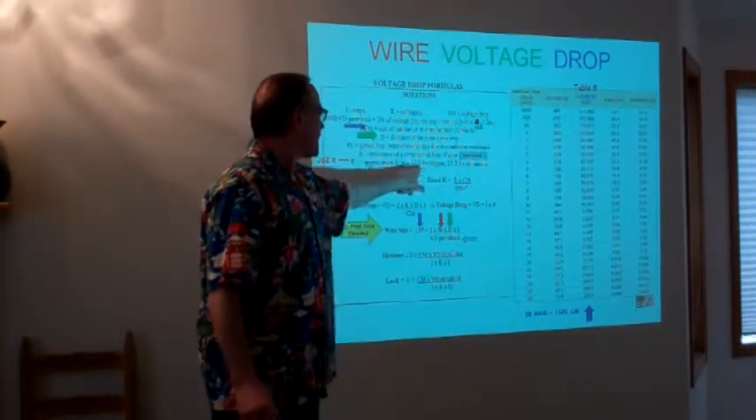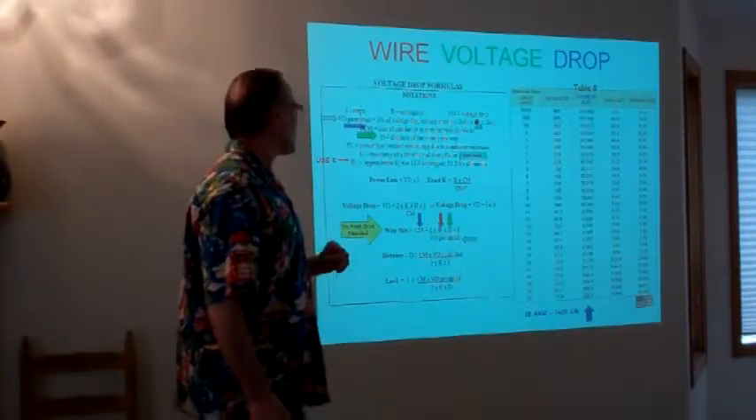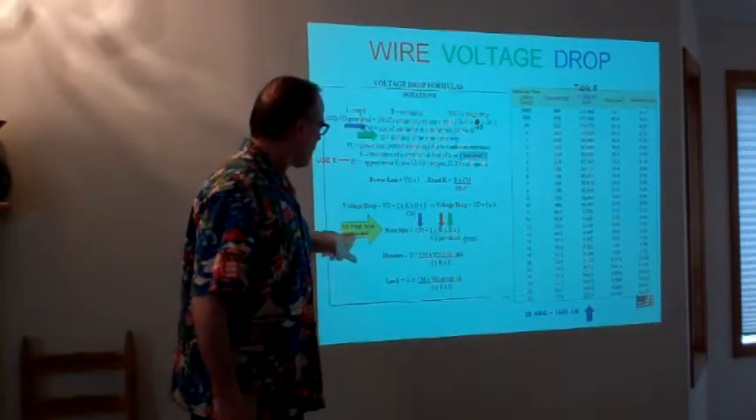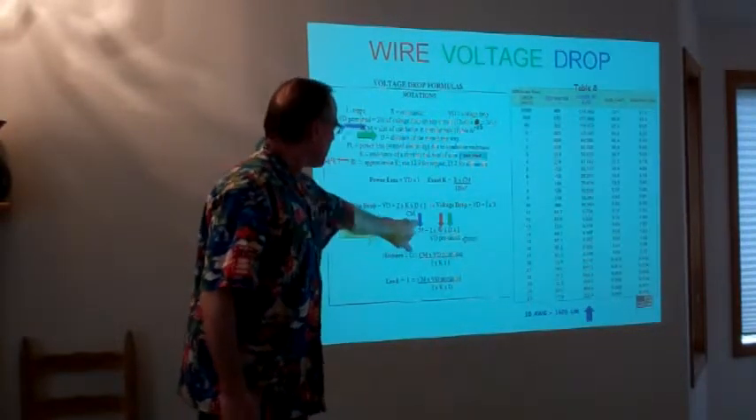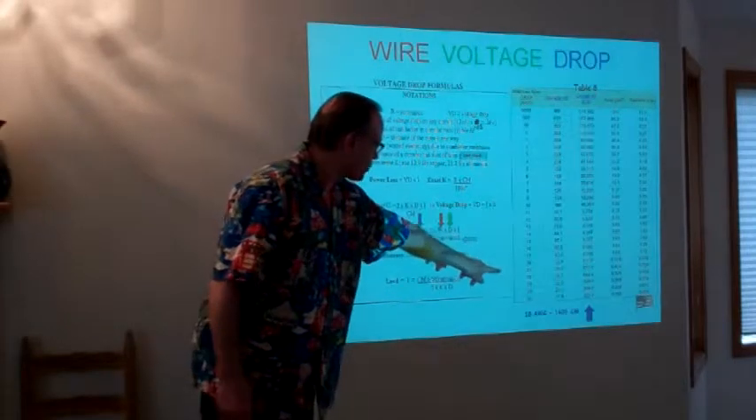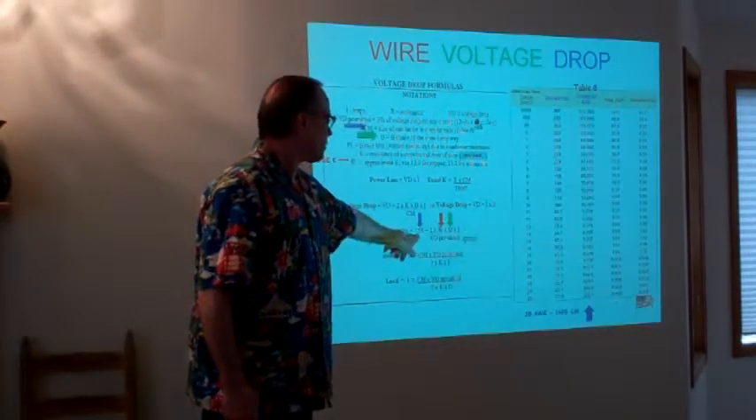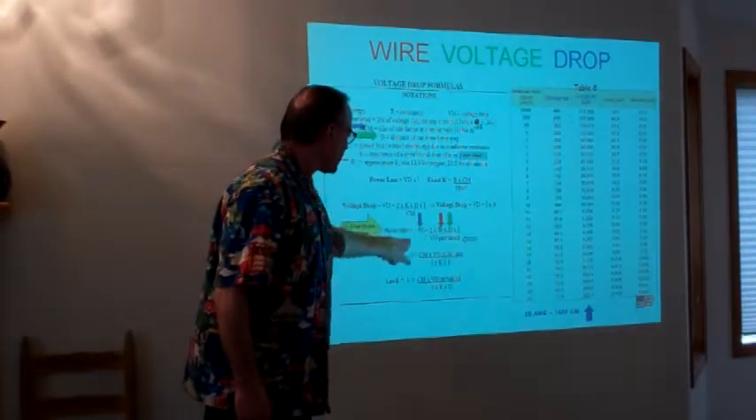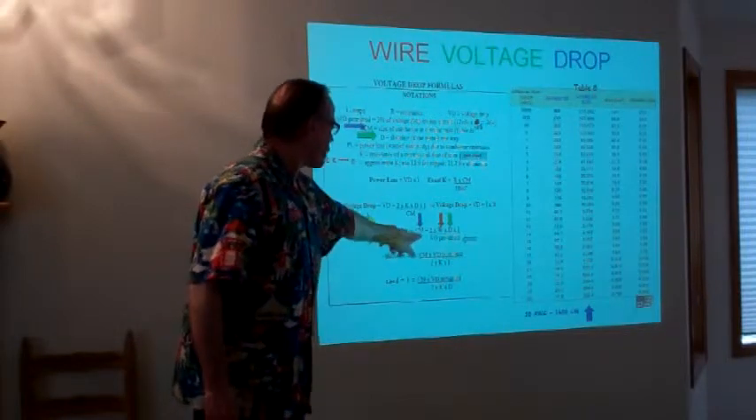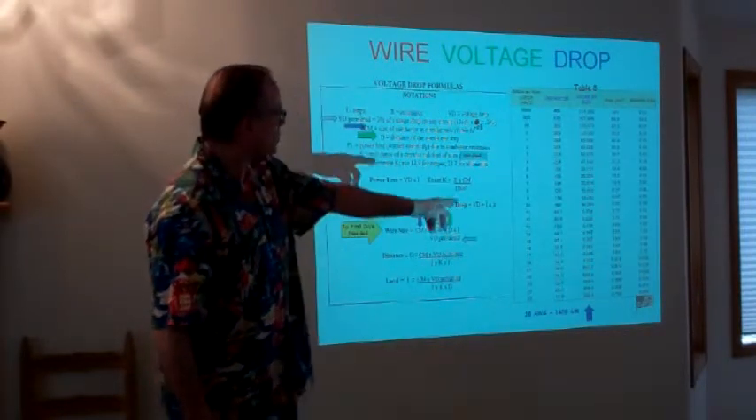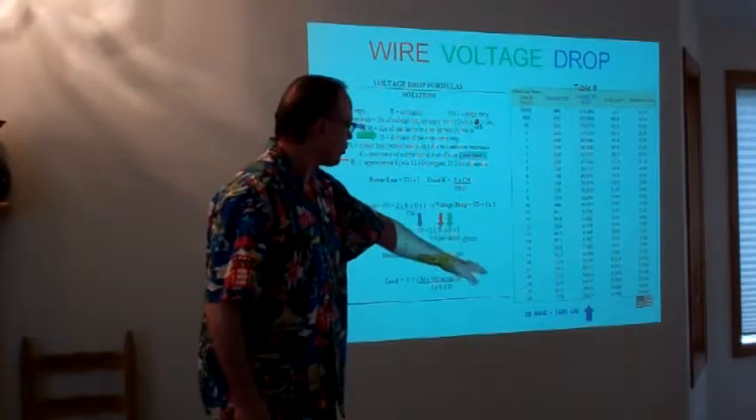So whenever we see K, we're going to be using 12.9. Now, let's take a look at what this means. Here, this blue arrow down there indicates circular mills. And what we're trying to find, wire size here, is going to be circular mills. If you look at the chart, a certain amount of circular mills.